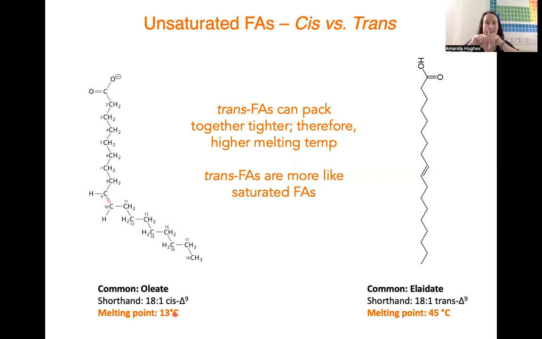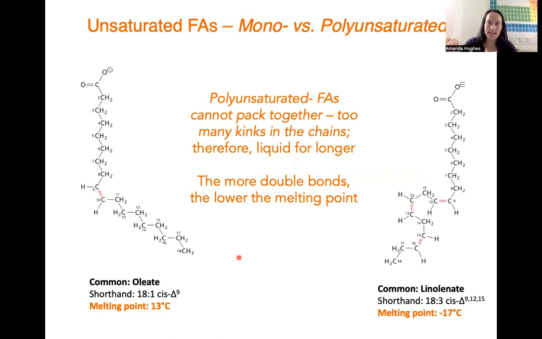You can't force it to break and turn into a long linear species so you can get a bunch packed together. Okay, so cis versus trans. Trans will be the higher melting point, cis will be the lower melting point. What about mono versus polyunsaturated fat?